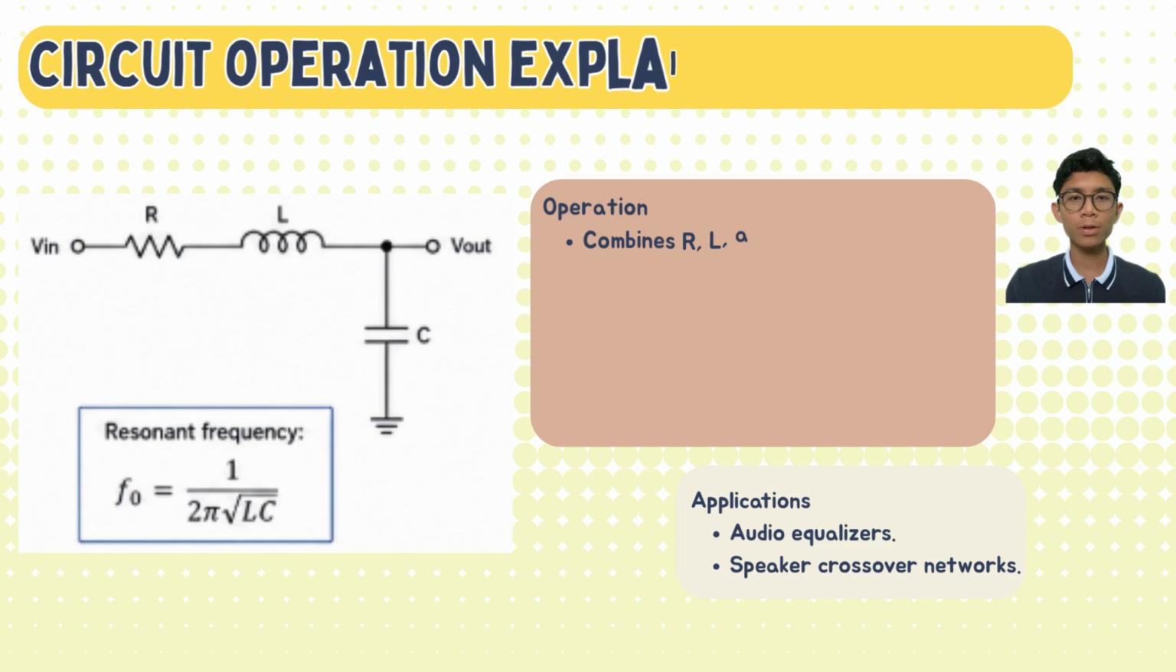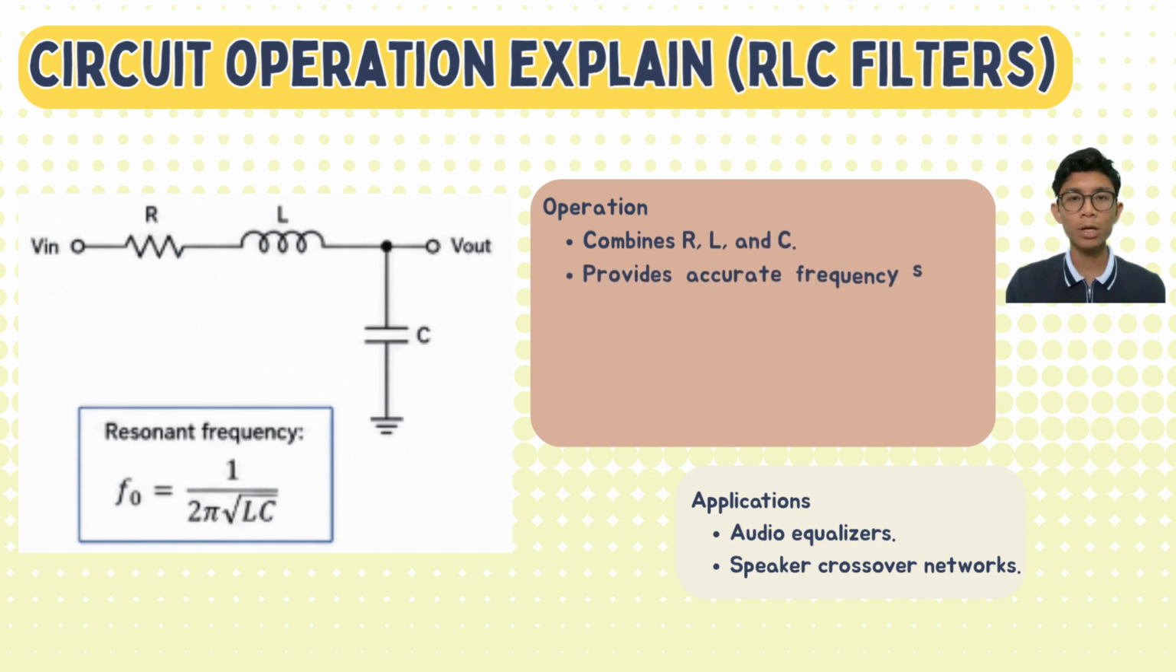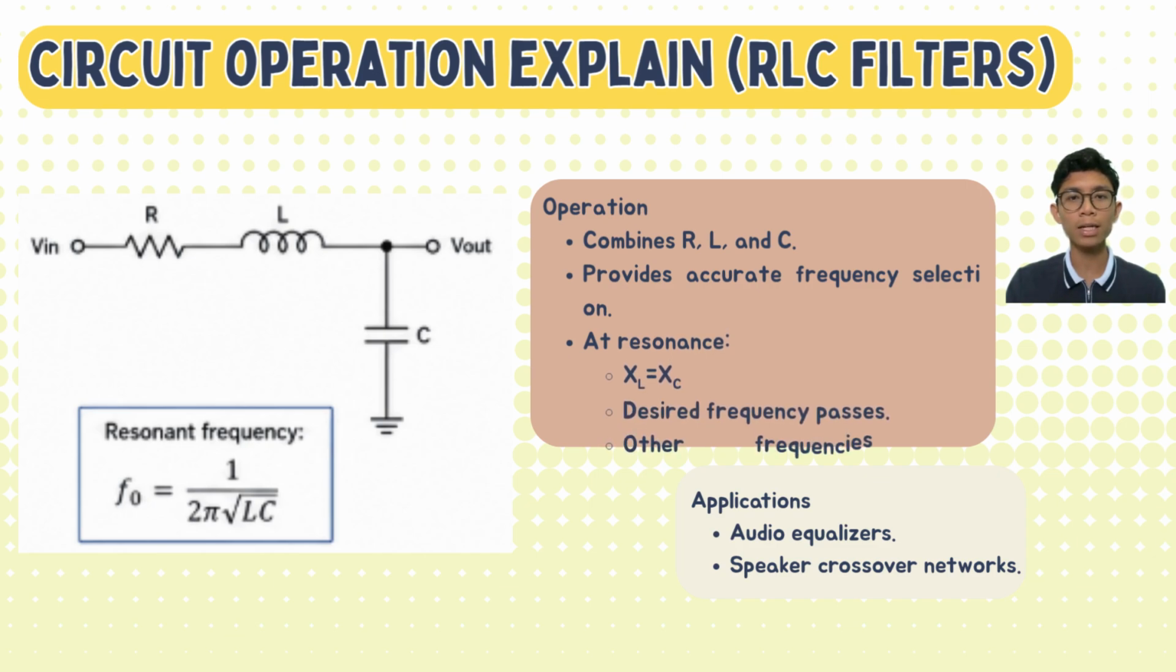For the RLC filter explanation, it combines three components: a resistor R, an inductor L, and a capacitor C. Compared to RC and RL, RLC filters provide more accurate frequency selection. The circuit works based on resonance. At the resonant frequency, the inductive reactance XL is equal to the capacitive reactance XC. When this happens, the desired frequencies pass through the circuit while other frequencies are reduced or attenuated.